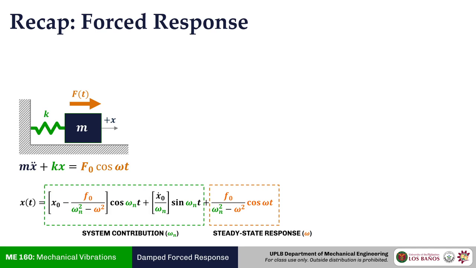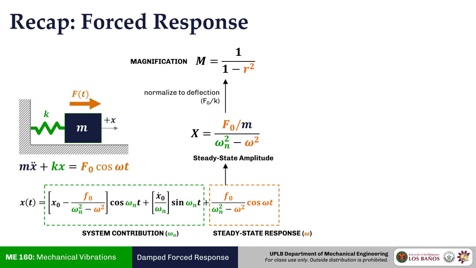We have two components. Una is what we call the steady state amplitude or just capital X. Itong capital X na to, we can look at a normalized value of this by dividing it by F naught over the stiffness K. So yung F naught over stiffness K, that is the induced deflection ng ating forcing amplitude. And when we use that to divide X, we get what we call the magnification M.